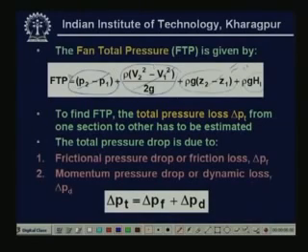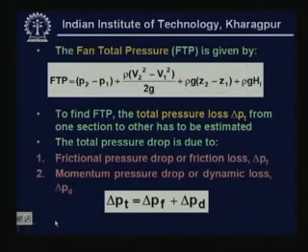Then you find that the fan total pressure is nothing but the pressure drop due to friction and other factors. So to find out FTP, ultimately you have to find out the head loss. That is what is mentioned here. To find FTP, the total pressure loss delta PT from one section 1 to another section 2 has to be estimated, and the total pressure loss is due to two factors.